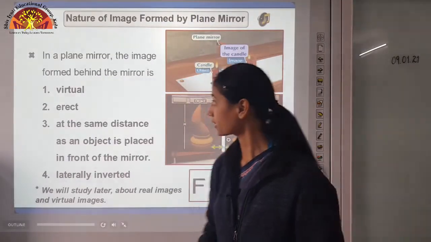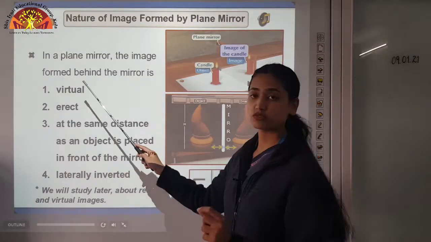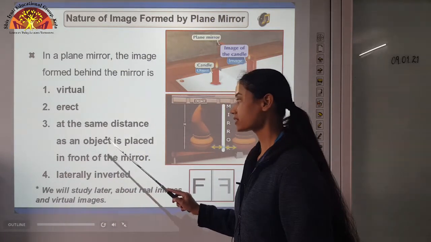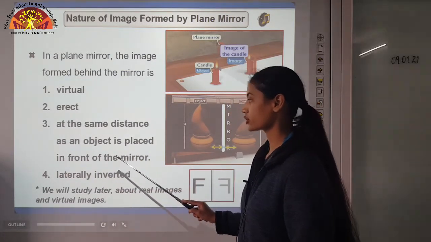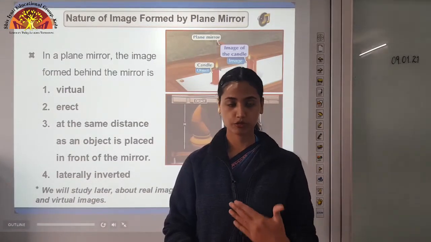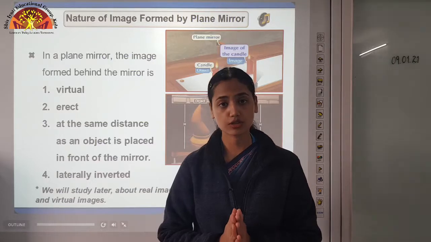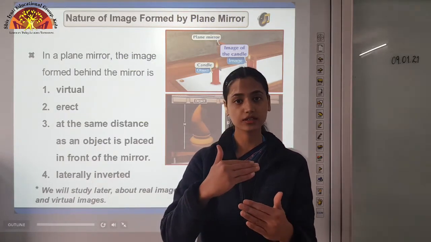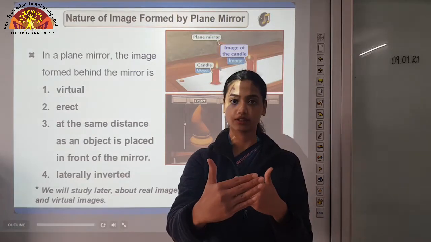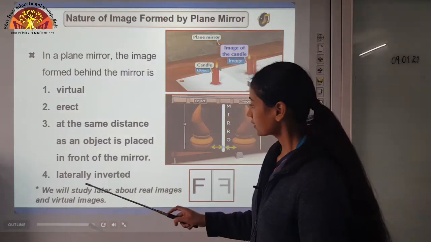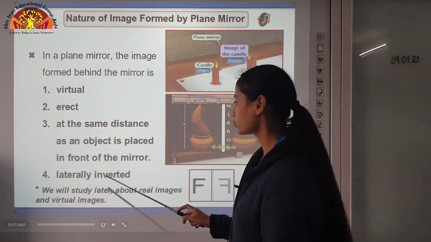Coming back to our topic, the image formed by a plane mirror is virtual, erect, and the image is formed at the same distance as the object is placed in front of the mirror. Suppose you are standing 5 meters away from the plane mirror, then it appears that your image is standing 5 meters behind the mirror. Okay, the distance remains the same. Then the image formed is laterally inverted.